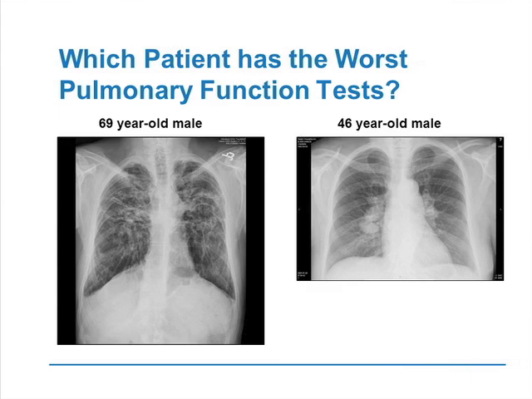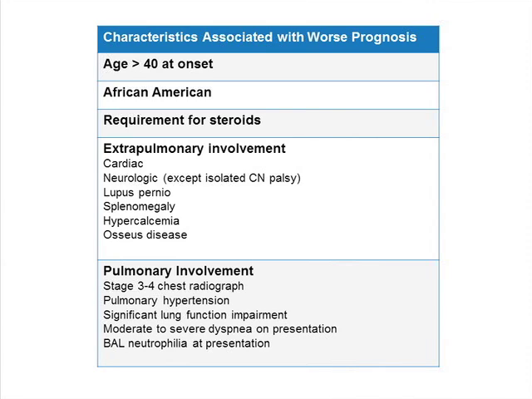Another thing about the chest X-ray is that it has a very poor correlation with either the symptoms or with the pulmonary function tests. And the next slide just demonstrates the poor correlation graphically in a patient with excellent function and very well-preserved pulmonary function tests on the left, yet a very advanced chest X-ray, versus a patient on the right who is quite dyspneic and who has very poor pulmonary function tests, yet has only a stage 1 chest radiograph.